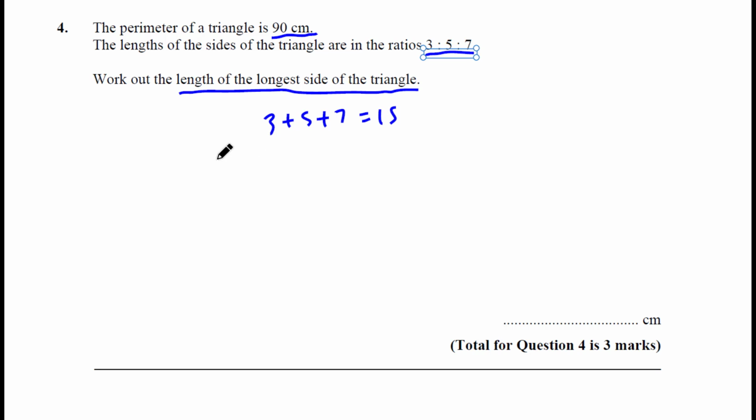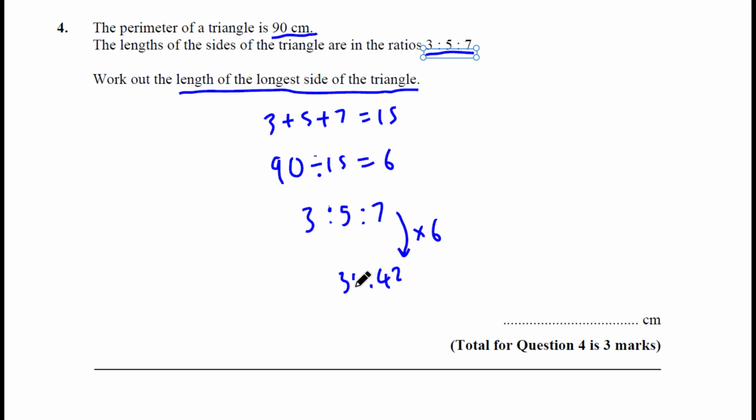That equals 15. We should know 90 divided by 15 is 6. We have 3, 5, 7. We're looking for the longest side, so technically we only need to multiply this by 6. So this is 42, but we should do it all to double check our answer is correct. And that is multiplied by 6, and all these added together does make 90, so we worked out everything perfectly. So the answer is 42.